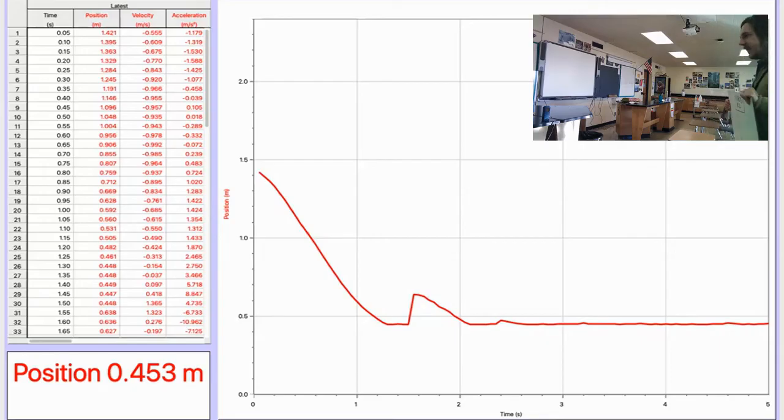I'm ready to collect my data. When I start, I'm going to move fast to start off with and then slow down as I get closer. 3, 2, 1, go.